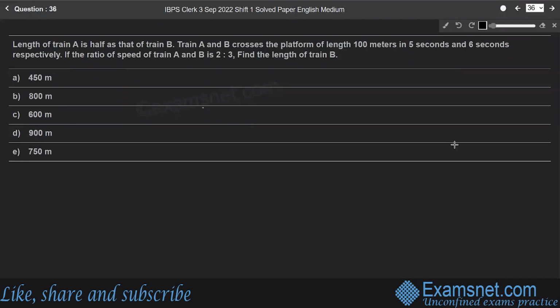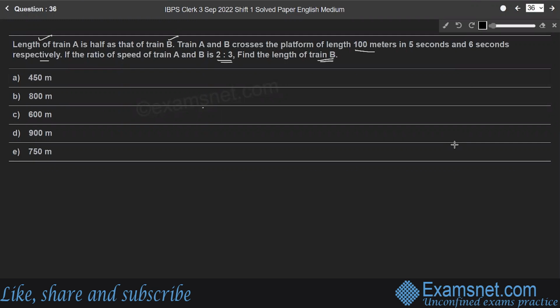Question 36. Length of train A is half as that of train B. Train A and B cross the platform of length 100 meters in 5 seconds and 6 seconds respectively. If the ratio of speed of train A and B is 2:3, then find the length of train B.